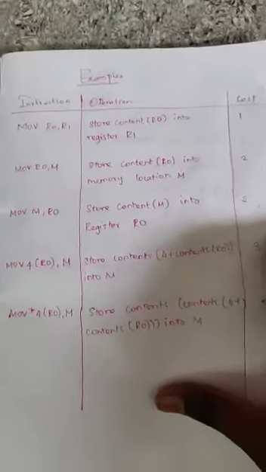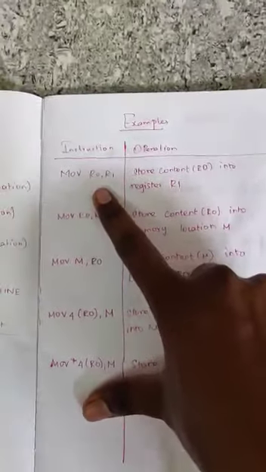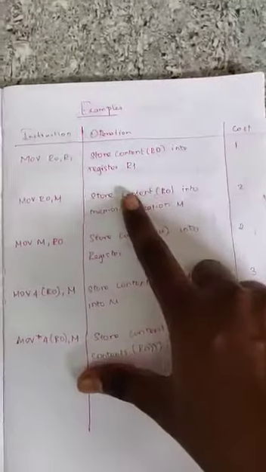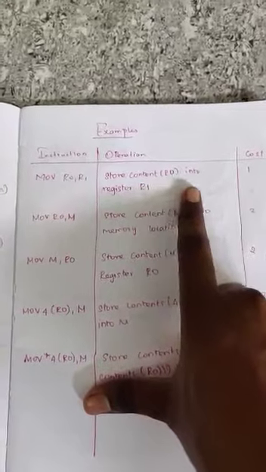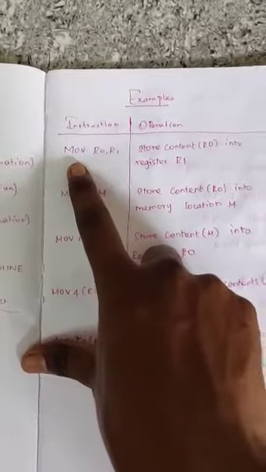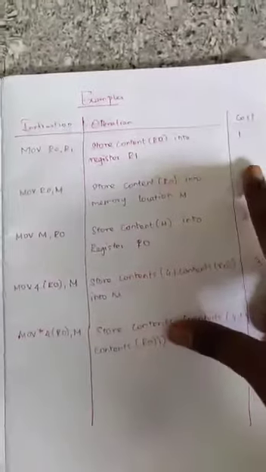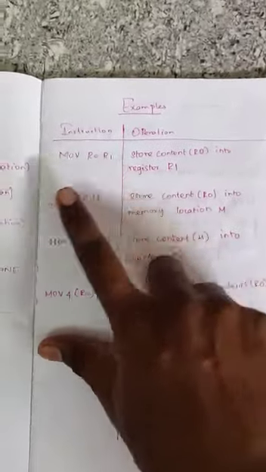Some examples of the target machine are given here. The first instruction is MOV R0, R1. The operation stores the content of R0 into register R1. Move has an added cost of 1, so the cost will be 1. Here the registers are R0 and R1.